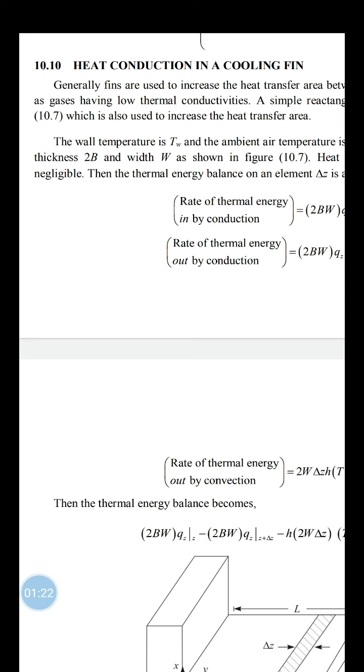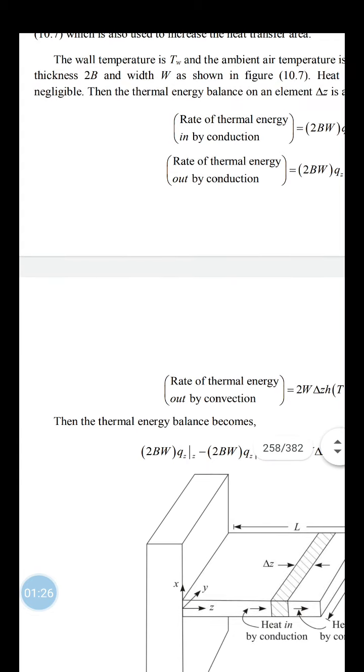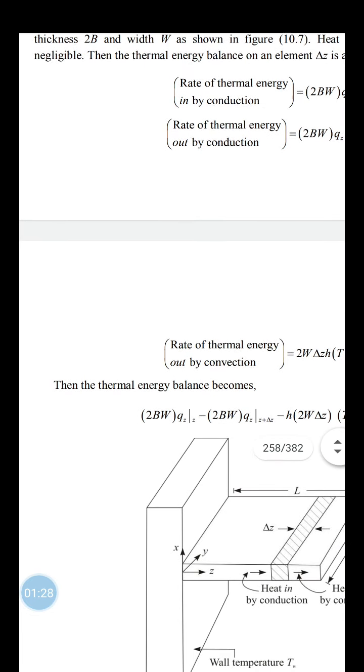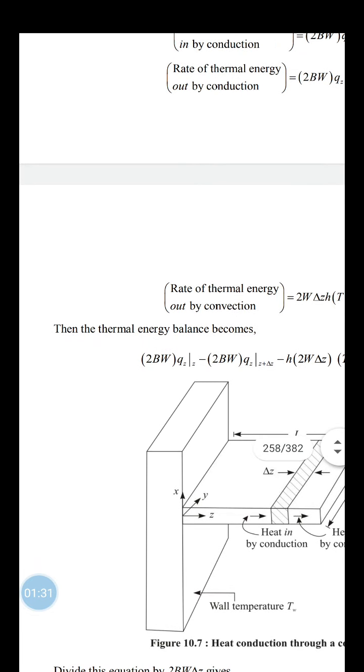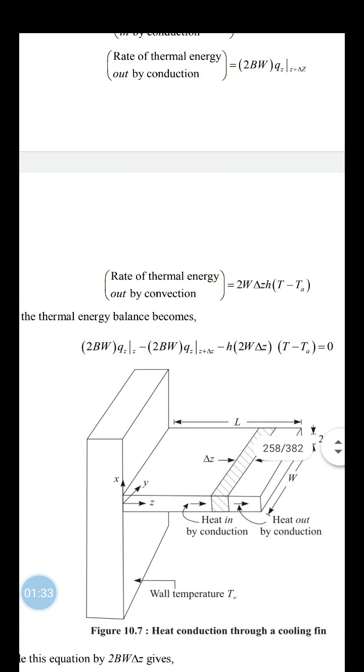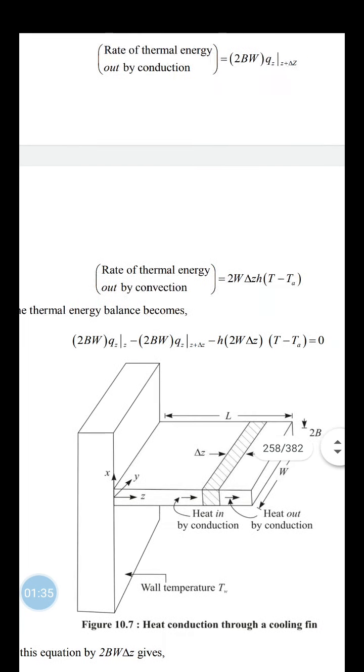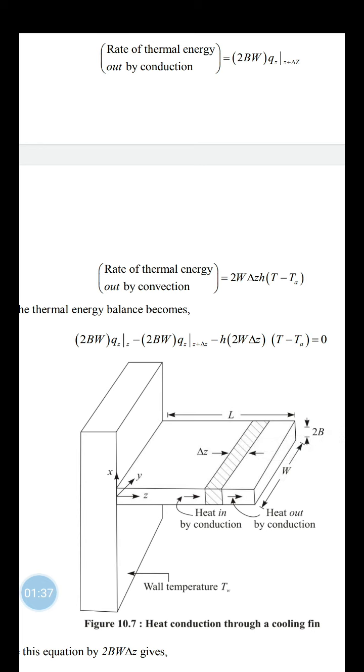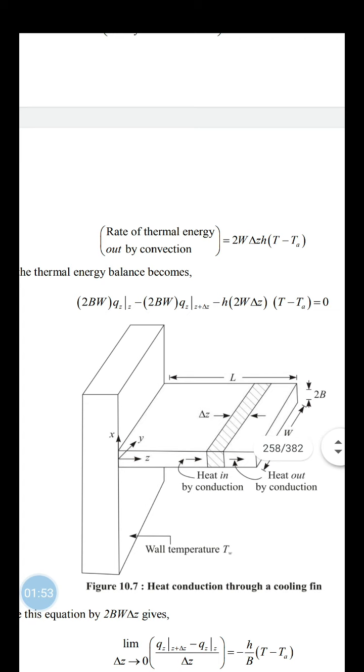The wall temperature is Tw. The ambient air temperature is Ta. The fin length is L. Thickness is 2b. And the width is W. We are going to assume that the heat losses from the end edges of the fin are negligible. Then we can apply the thermal energy balance over an element of delta Z.